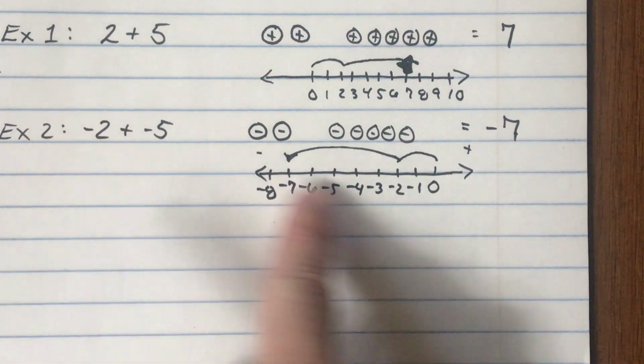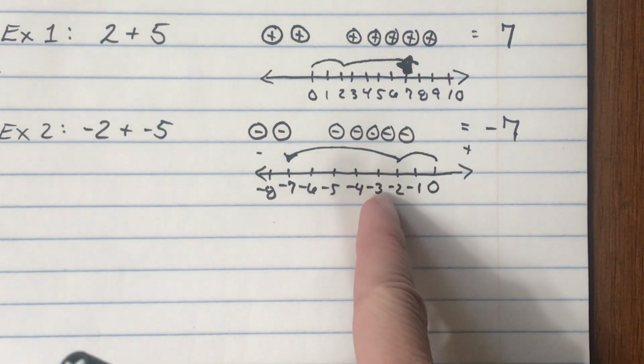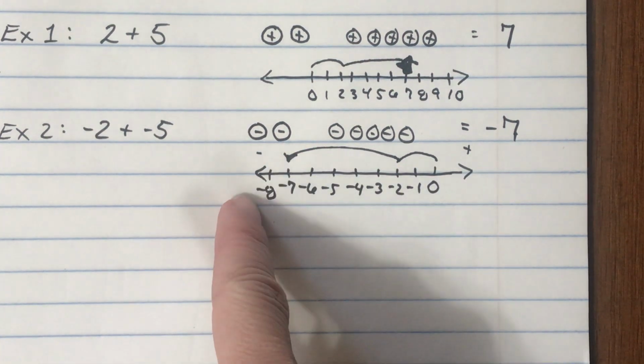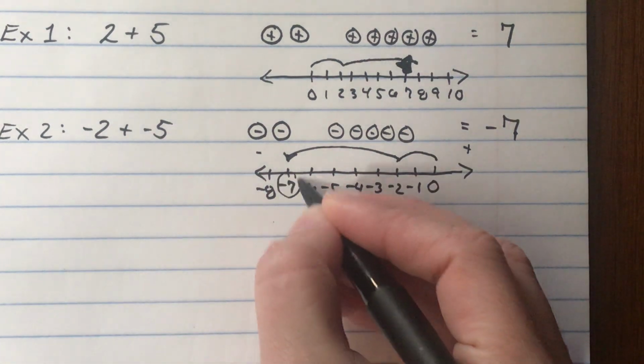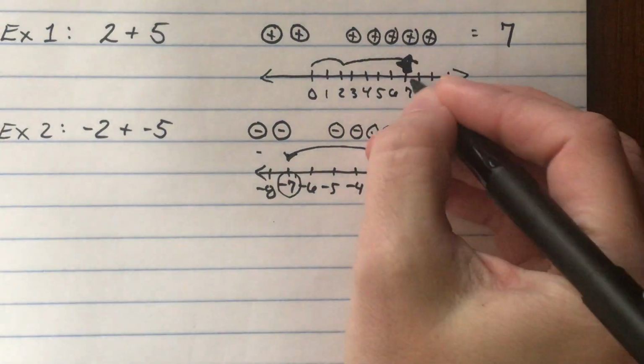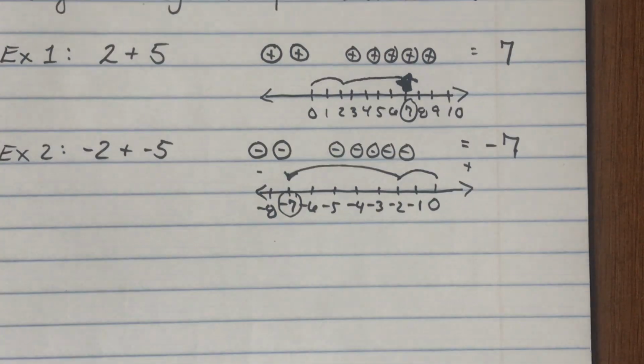So notice again, here I'm modeling, go to -2, and then go 5 more in the negative direction, which ends up, again, the arrow is where the final answer is going to be. Here it was +7, here it's going to be -7.